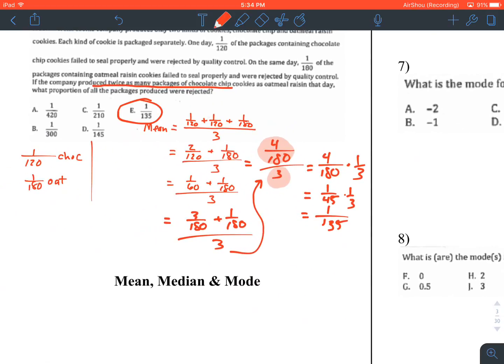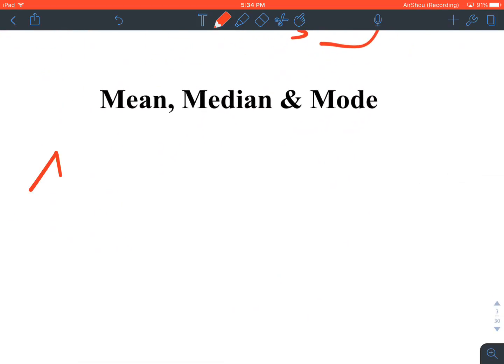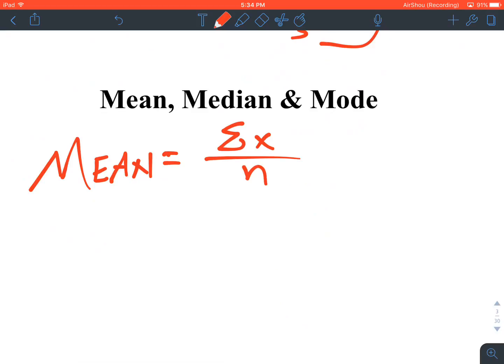Quick review of what mean, median, and mode is. Mean you should know because we have just been doing it for those past few problems. You sum up all your numbers and divide by how many numbers you have. The median, if you arrange your list of numbers in ascending order from smallest to greatest, the median is the middle number.